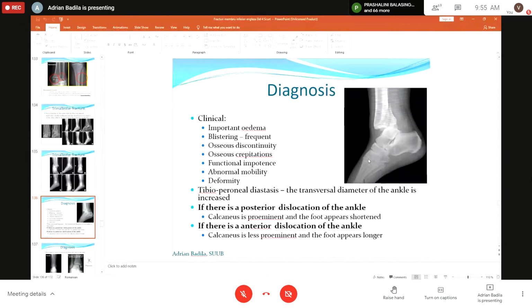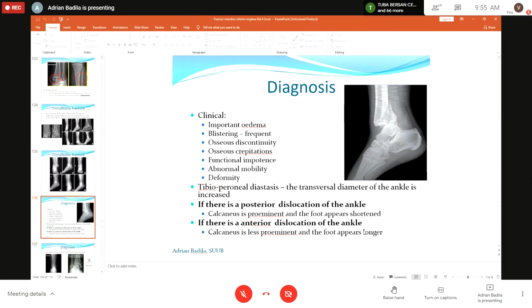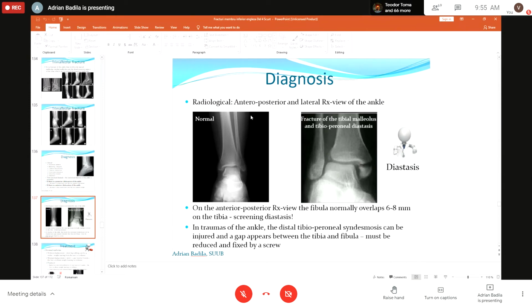If we have a dislocation in the other direction, an anterior dislocation of the ankle, that means that the talus will dislocate anteriorly. The calcaneal region will be less prominent, of course, and the foot will appear to be longer. So by clinical examination, you can have an idea if we have diastasis or an anterior or posterior dislocation of the ankle. The diagnosis will be made by radiological examination with the two classical incidences, the anteroposterior and lateral views of the ankle.